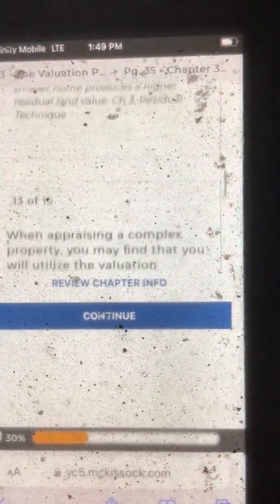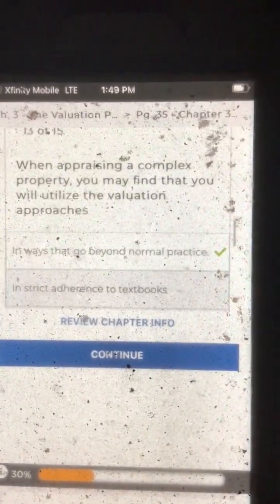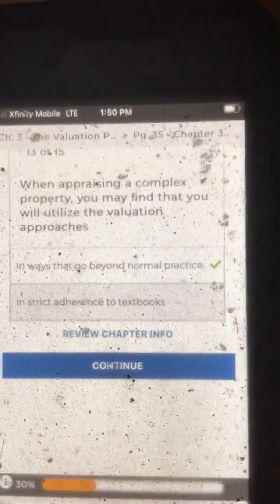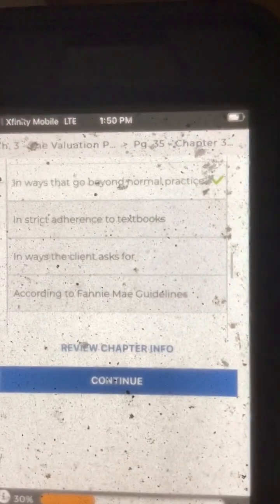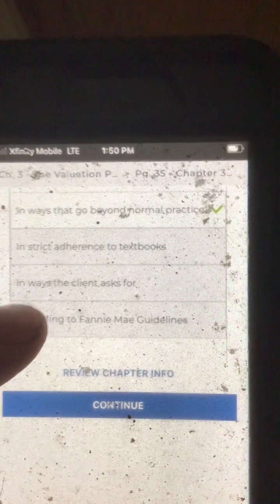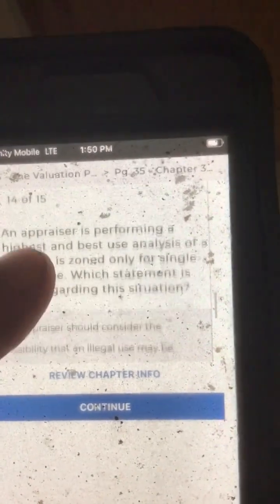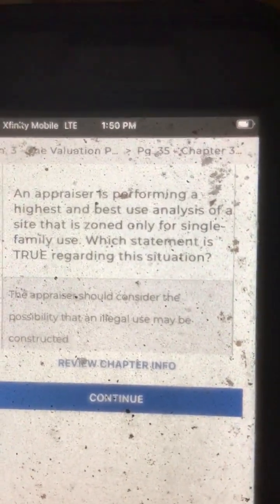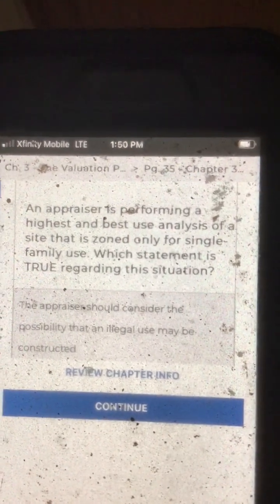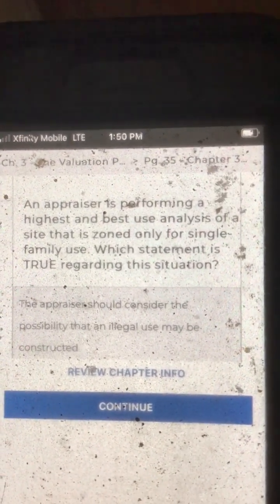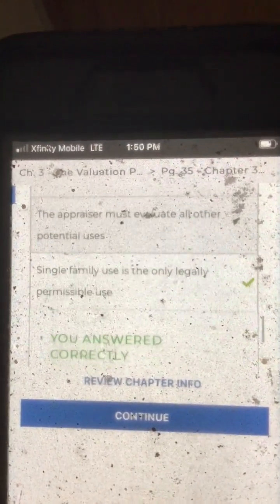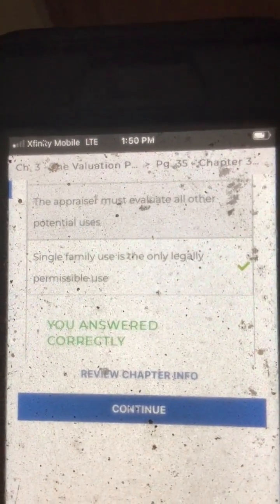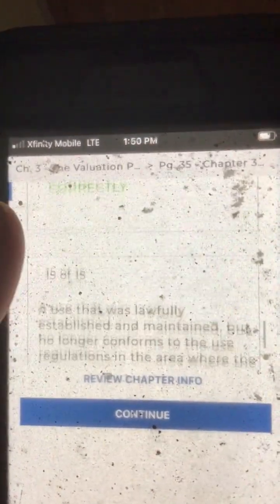Chapter 3, Residual Technique. Number 13, when appraising a complex property, you may find that you will utilize the valuation approaches, you said, in ways that go beyond normal practice, and that was correct. Number 14, an appraiser is performing a highest and best use analysis of a site that is zoned only for single family use. Which statement is true regarding this situation? You said single family use is the only legally permissible use, and that was correct.